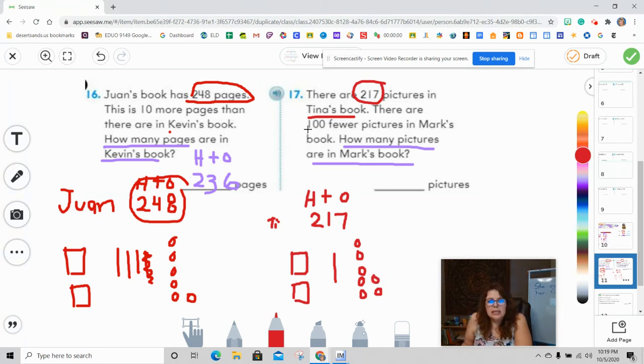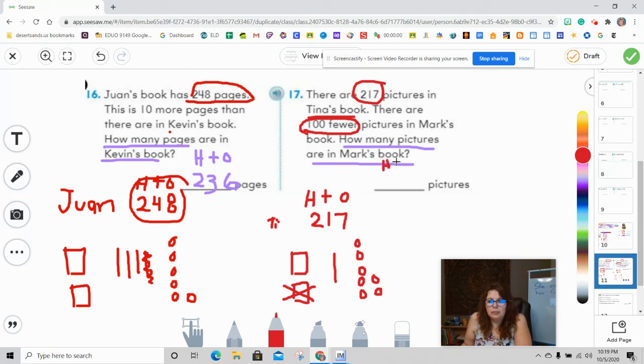Now it says that there are 100 fewer pictures in Mark's book. 100 fewer means 100 less. That means I have to take away one of those hundreds because that's 100. So now I'm left with 100.